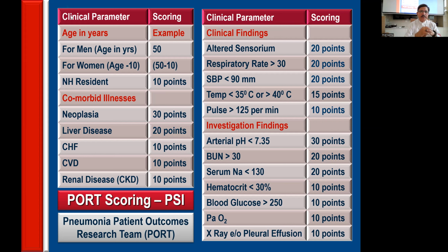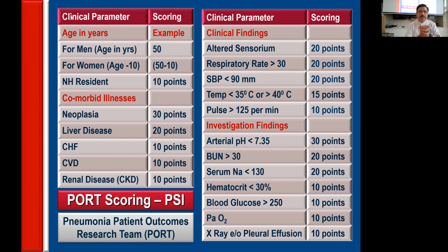Fine. Clinical parameters: patient has altered sensorium, 20 points. Respiratory rate more than 30, tachypnea is there, 20 points. And then systolic blood pressure less than 90, 20 points. Temperature less than 35 or more than 40 degrees centigrade, 15 points. Pulse rate more than 125, 10 points. Now patient has altered sensorium, tachypnea, hypotension, hyperpyrexia, and then tachycardia. These have got points, and if the temperature is low also, you have to record that.